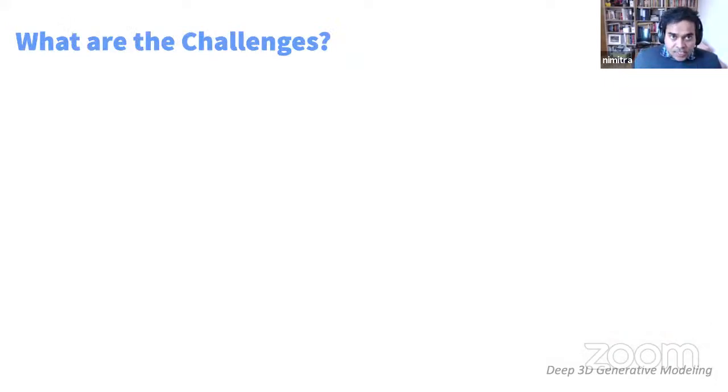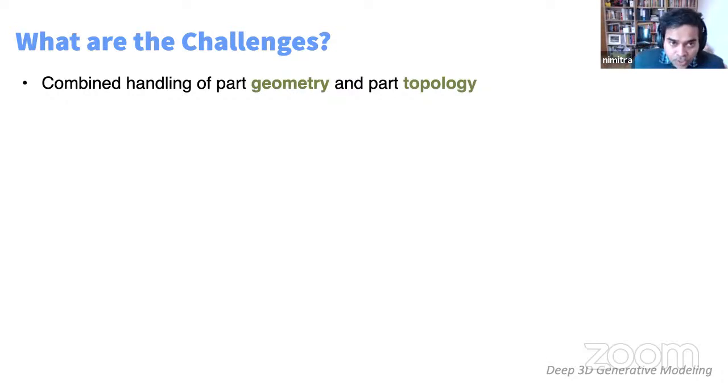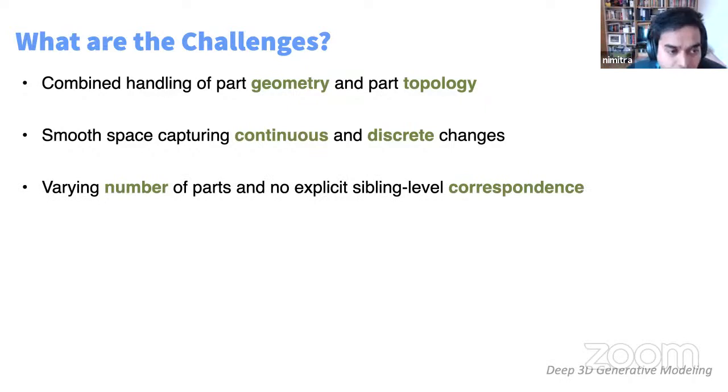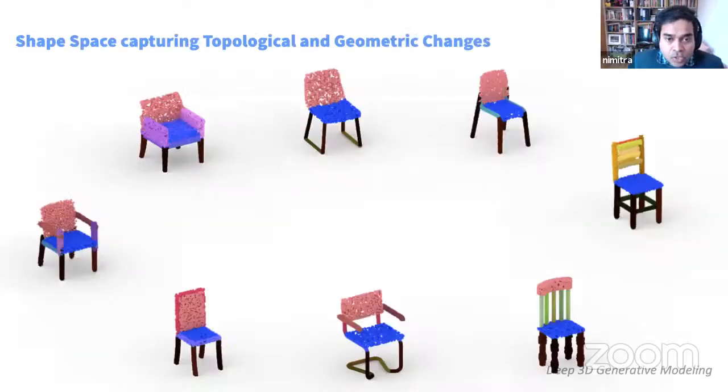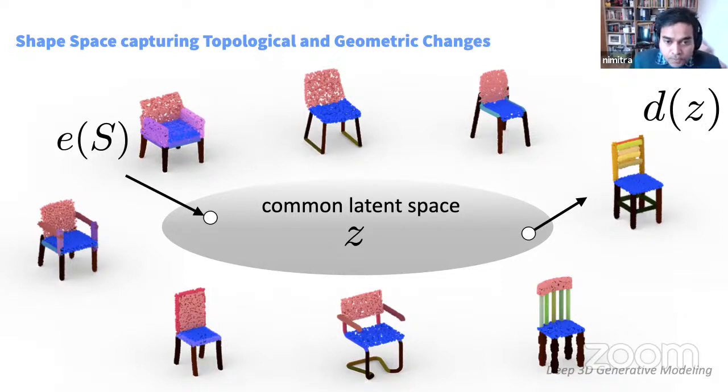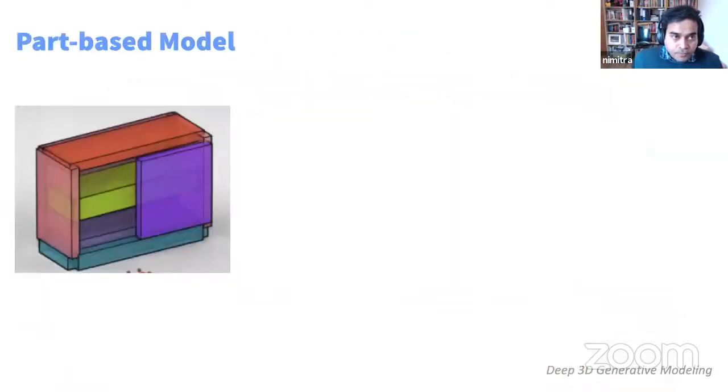So let us summarize the challenges in combining geometry and topology, which is essentially combining continuous and discrete changes. There are going to be various numbers of parts without any explicit correspondence between the parts. So we have to encounter and handle this in the algorithms we will present. Once we can do this, we can create a latent space that allows us to take a variable from here and decode to a shape, and also take a shape and encode to this space. This is the agenda we have for the structured network.